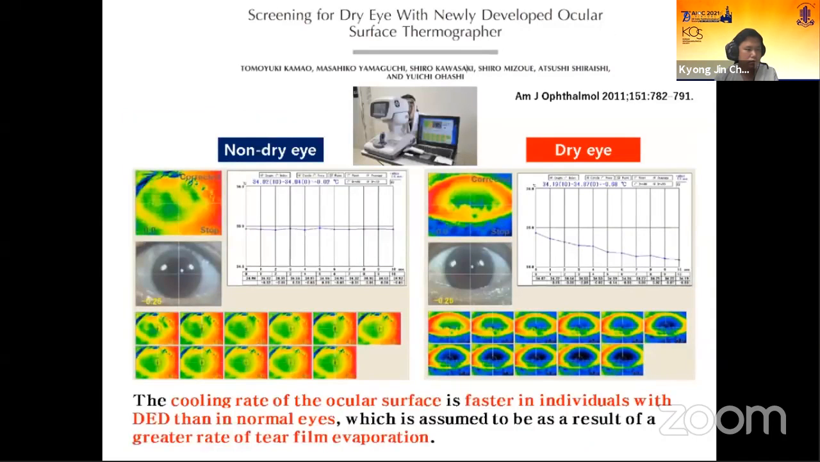The cooling rate of the ocular surface is faster in individuals with dry eye disease than in normal eyes, which is thought to be a result of a greater rate of tear film evaporation.